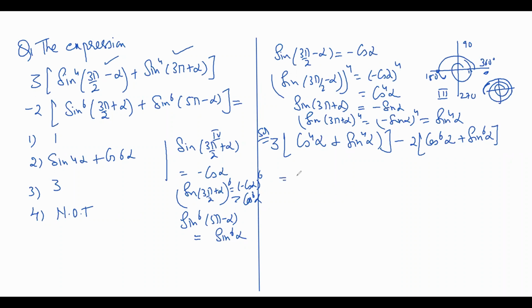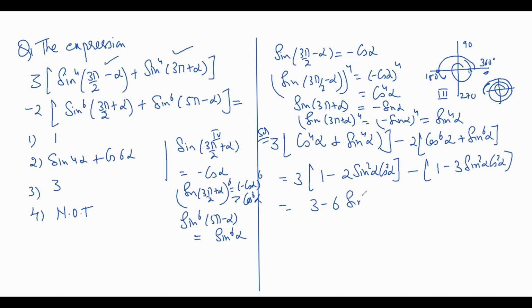Now as I already told you, this is 1 minus 2 sine square alpha cos square alpha, and this is 1 minus 3 sine square alpha cos square alpha. Therefore 3 minus 6 sine square alpha cos square alpha, 2 minus 2, and minus 3 into minus 2 is plus 6. So I get my answer, that is 1. So the first option is my answer. I think it's clear to you.